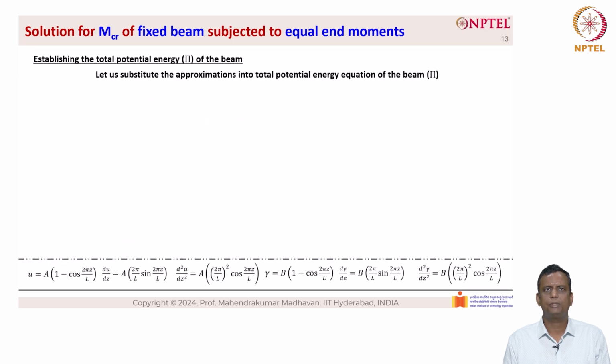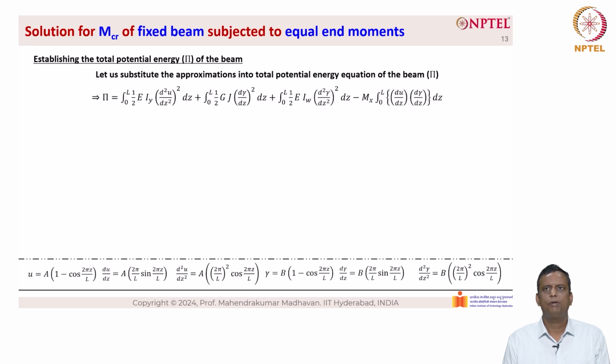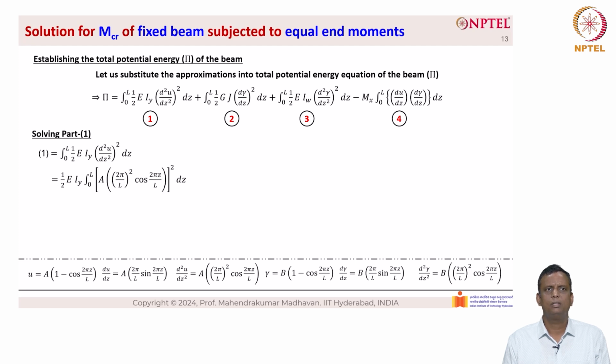Now let us substitute the approximations into the total potential energy equation of the beam, pi. When we do so, we get a lengthy equation here. We have 4 terms: 1, 2, 3 and 4. We can solve each one of those terms individually and sum them up. So solving part 1 is integral 0 to L, half into EIy into (d square u by dz square) the whole square. When we substitute d square u by dz square, we have half into EIy into integral 0 to L, A into (2 pi by L) the whole square into (cos 2 pi z by L) the whole square.